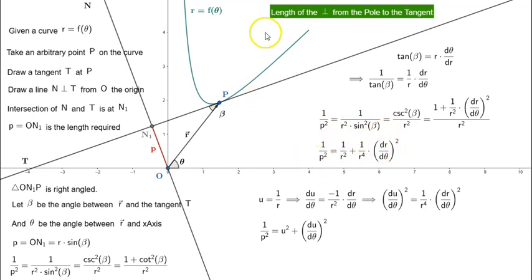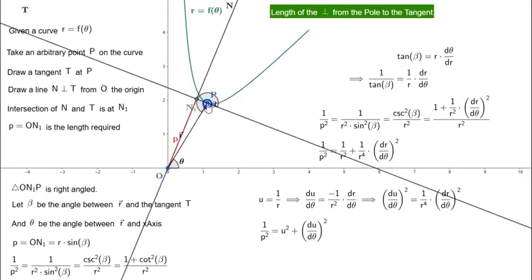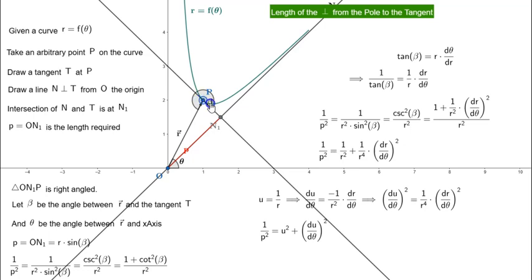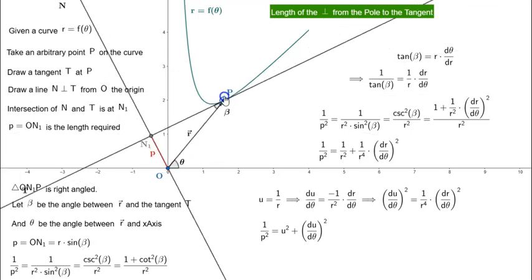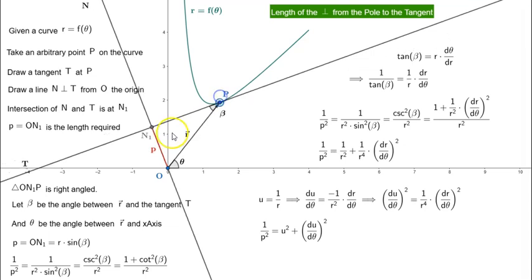So that was the length of the perpendicular from the pole to the tangent. And remember, P is an arbitrary point. That means we can move it around. Wherever we take P, the corresponding perpendicular length from the pole to the tangent can be evaluated using these expressions. That was the length of the perpendicular from the pole to the tangent.